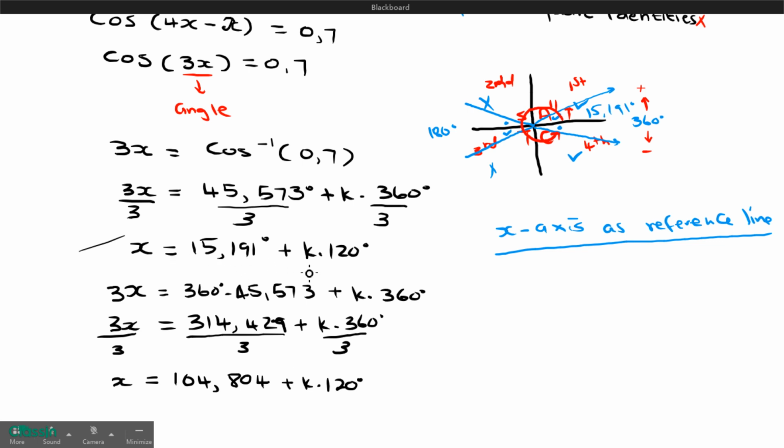If you check, we can't have a bigger angle here and a smaller angle there. The angle here must always be greater than the angle there. That is why we had to use the one we got here instead of the 15,191. We take it back from where we got it and subtract it from 360. So our general solution in this case will be this one and that.